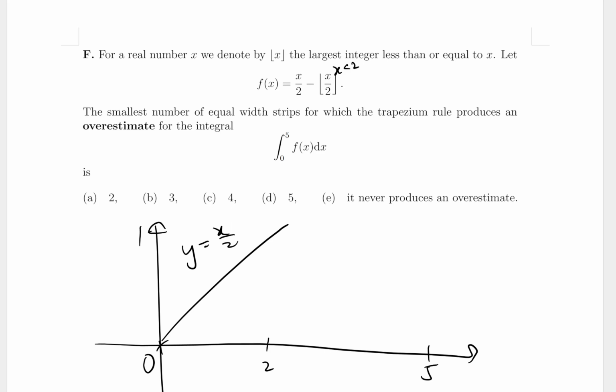But what happens when x equals 2? Well, the floor function becomes 1, so it becomes 1 minus 1, and you're back to 0. So this function does something like this. And what happens next? It's the same thing, because when does the floor function increase again? At 4, because 4 over 2 is 2. So it does something like this, and then from 4 to 5, it does half the line. So now we know how f(x) looks.